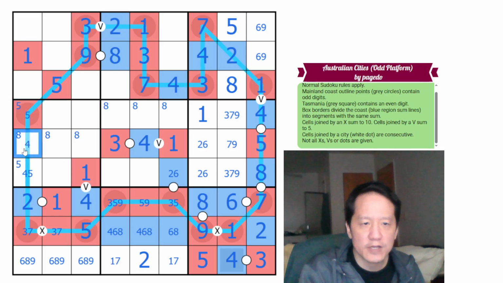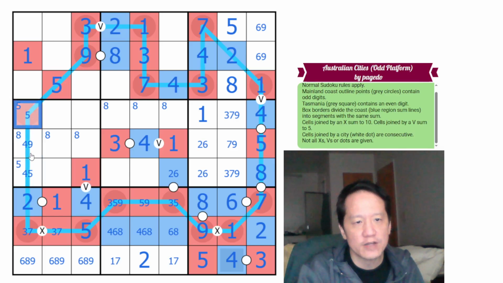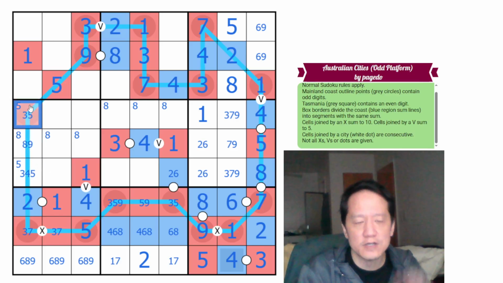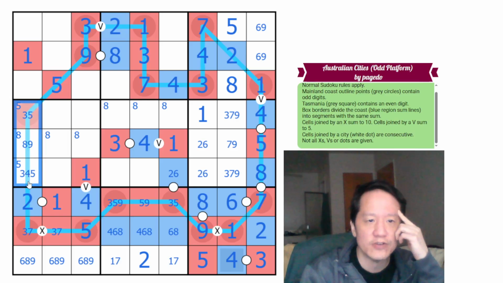And 3 cannot be here, so this would have to be the 9 if this is 3, 5, 9. So this would be 3, 5, 9, 3, 5, 9. Oh, it cannot be 5 and 7. This can't be 4. This is 8. It can't be 3, 5, 7. It can't be 5 and 7 because 5 is already on the line. And you can't have 5, 5, 7.